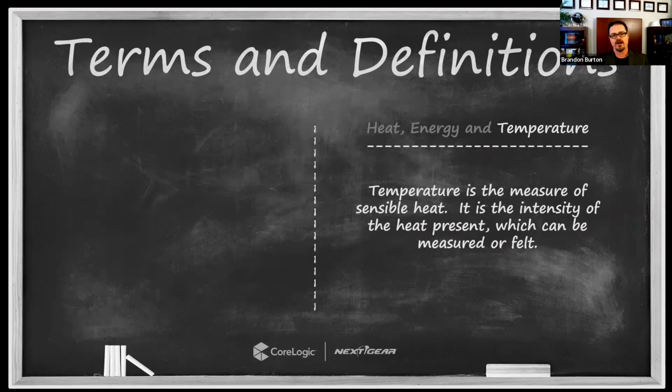So first, let's define what temperature is. Temperature is the measure of what we call sensible heat. Sensible meaning I can feel it, right? It's the heat that I can feel, the product of heat that I can feel. It's the intensity of the heat that is present, which can be measured or felt. So what the heck does that mean? To understand what that means, here's where you've got to put on the seatbelts. We're going to get real technical.